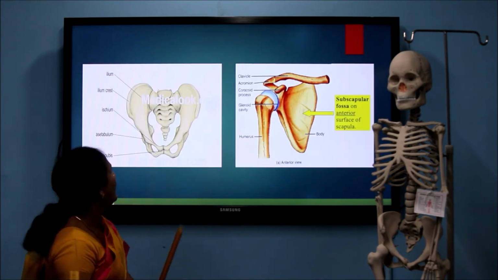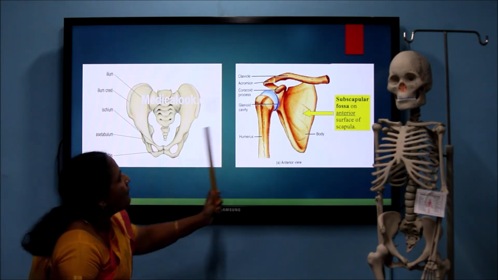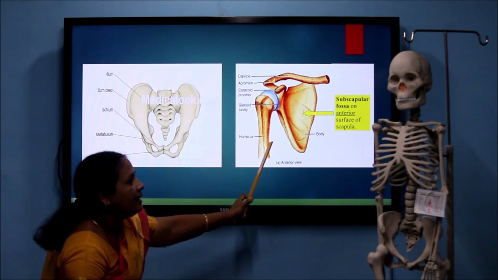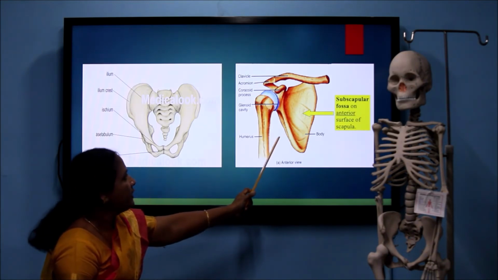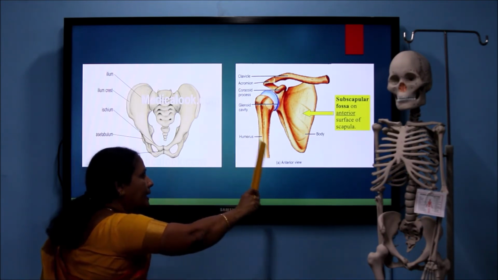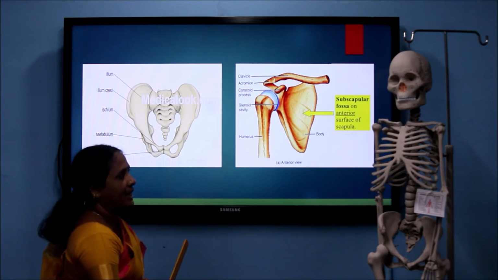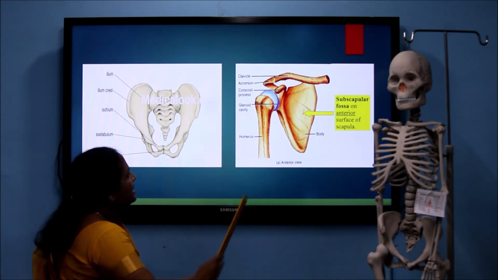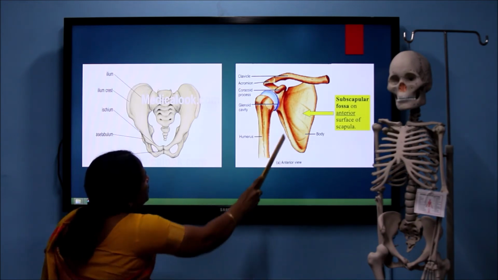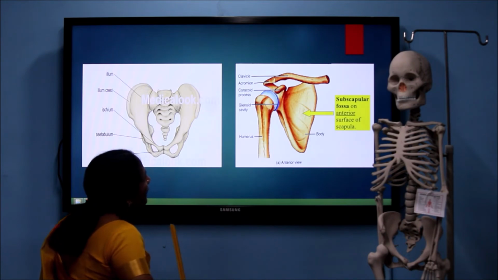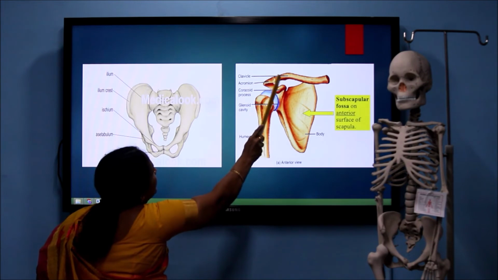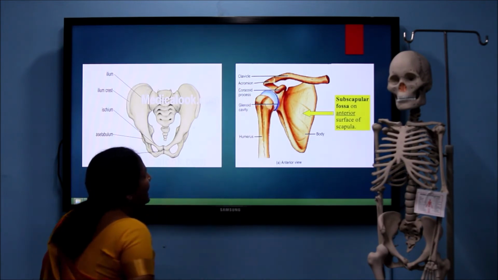Next we will see about the pelvic girdle and the pectoral girdle. The pectoral girdle is associated with the upper arm. These bones are located at the dorsal side. There is a flat triangular bone, which is the scapula. Then this is the collarbone, which is said to be the clavicle.